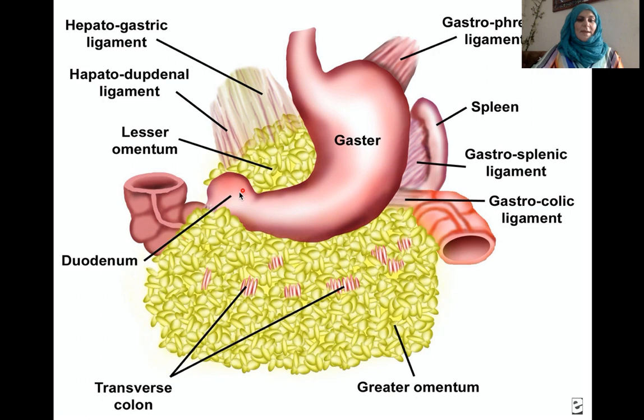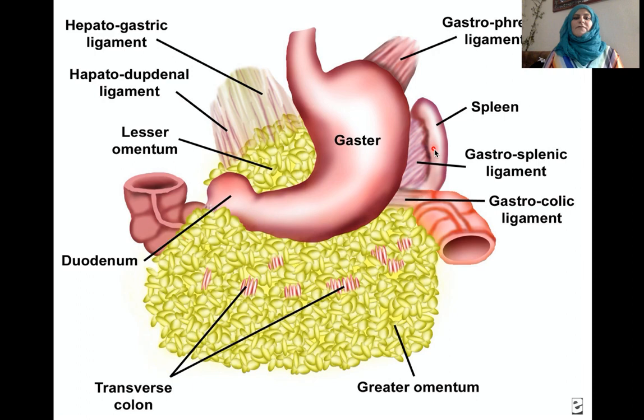We come to the greater omentum. I will have a ligament that connects the fundus region to the diaphragm, behind the diaphragm, so it will be called the gastrophrenic ligament. Phrenic is the Latin name for the diaphragm. Then I have a ligament to the spleen, which we call the gastrosplenic ligament. These ligaments are important not only for attachment to the surrounding viscera but also because they can act as a conduit for the passage of vessels and nerves.